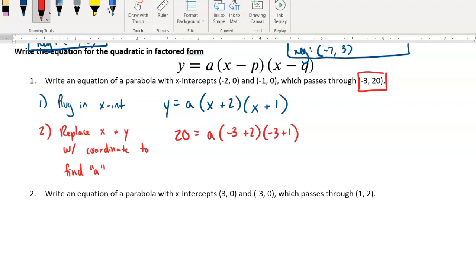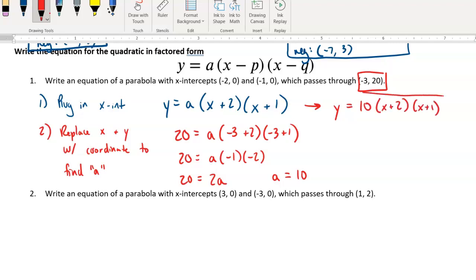Now we're going to simplify the right side. Negative 3 plus 2, that's negative 1. Negative 3 plus 1, that's negative 2. And negative 1 times negative 2, that's a positive 2. So it'd be 2a equals 20. So I divide both sides by 2, and I would get my a value as 10. So now we're going to write our equation with replacing a with 10. So it'd be y equals 10 times x plus 2 times x plus 1.